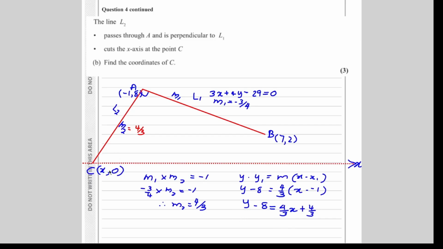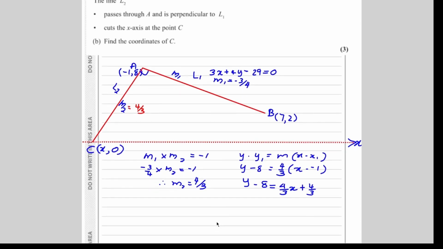Now I need to get the coordinate of this point C. I know that at this point y is 0, right? So I'm making y equal to 0 here. Let's write: when y equals 0, I need to get what x is.